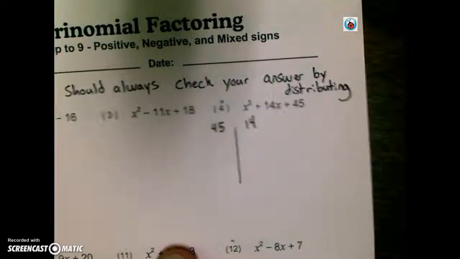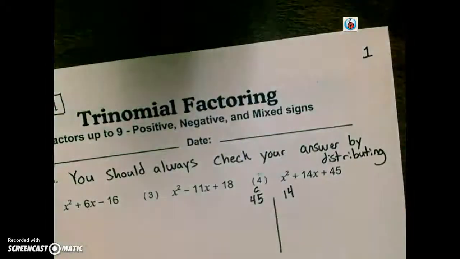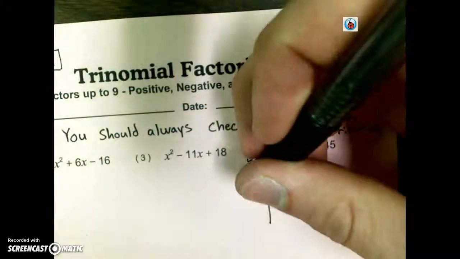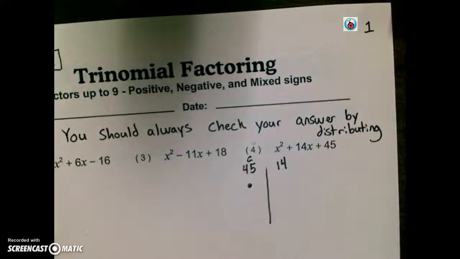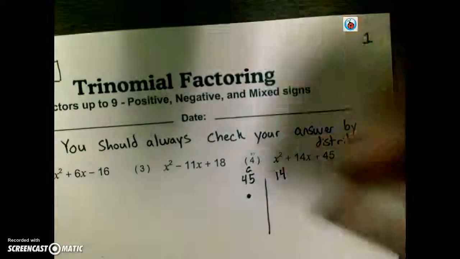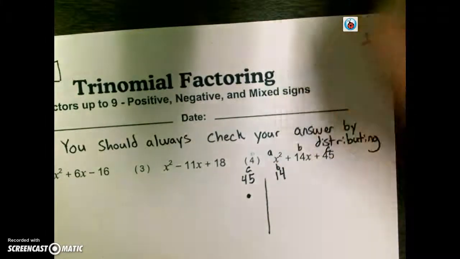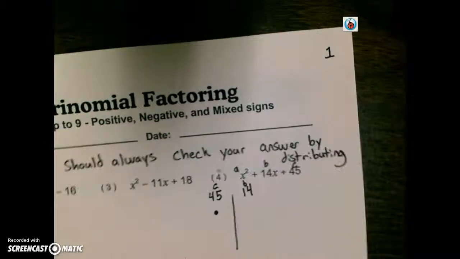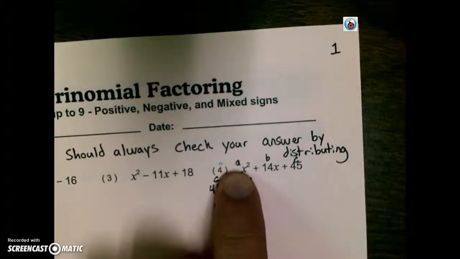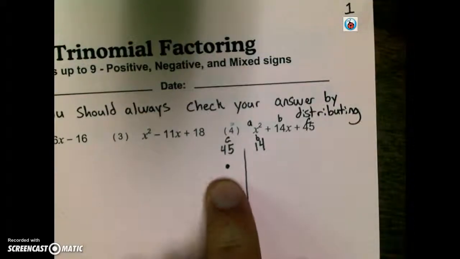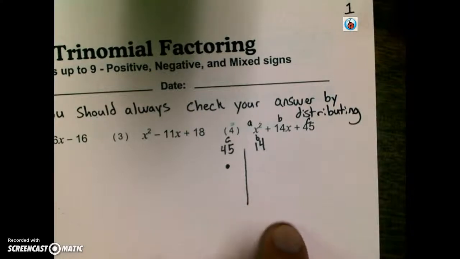Alright, so what we're looking for is factors of C. So we're looking for factors of 45. So that is numbers that multiply together, they give me 45, where those same numbers add up to give me my B term. Right, and these A, B, and C terms I'm talking about is where A is just our first number. Here it's just a 1. B is 14 and C is 45. So I'm looking for factors of 45 that add to give me a 14.